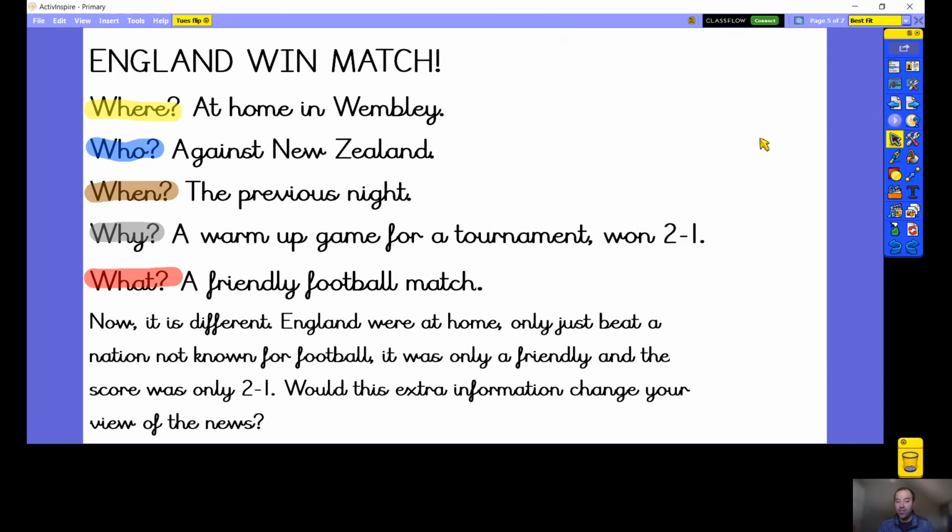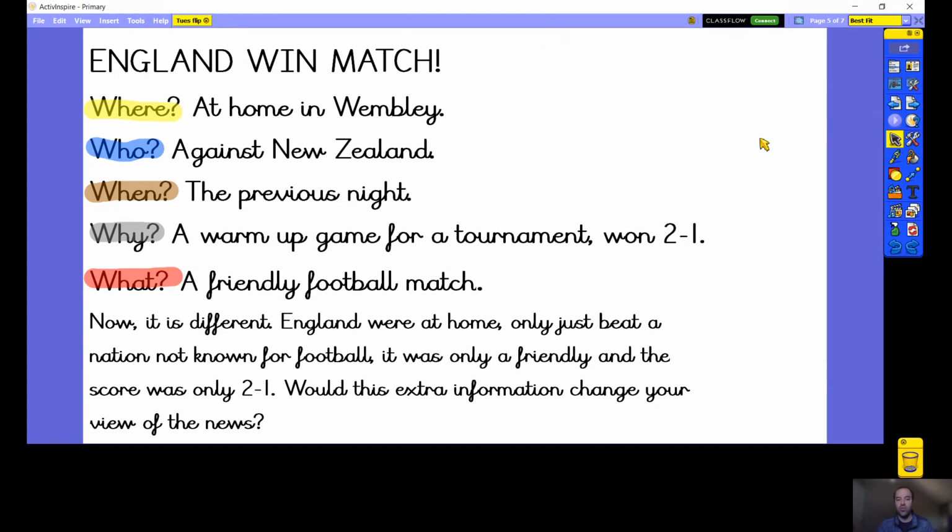They only just beat a nation not known for football, 2-1. New Zealand are much better at cricket and rugby. They're the sports they're often known for. Their football team is not very good. It's quite lowly ranked in the world. So again, it makes the win a bit less impressive, doesn't it? You've only played New Zealand and you only won 2-1, even though you were at home. It was only a friendly match, so it didn't matter that much. It wasn't a qualifier for a tournament or a match at a tournament, which would have made it more impressive.